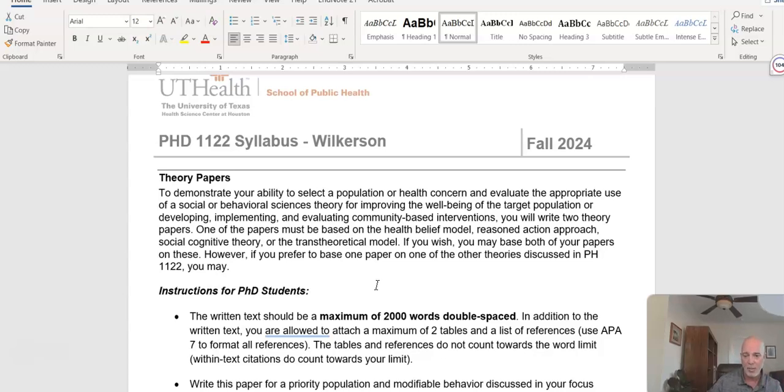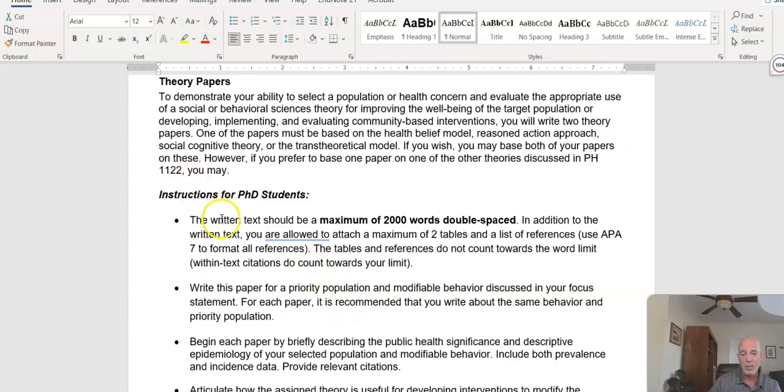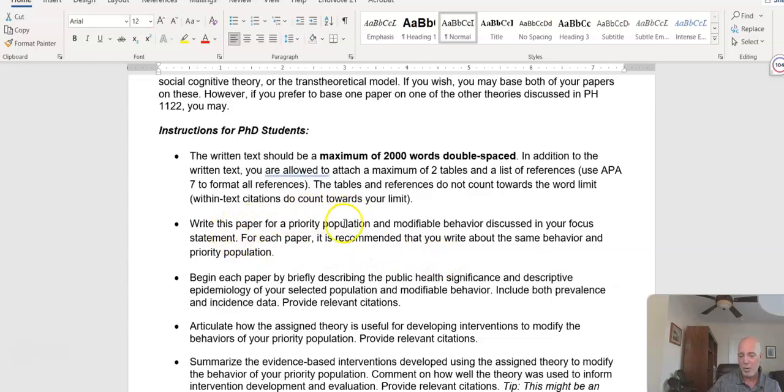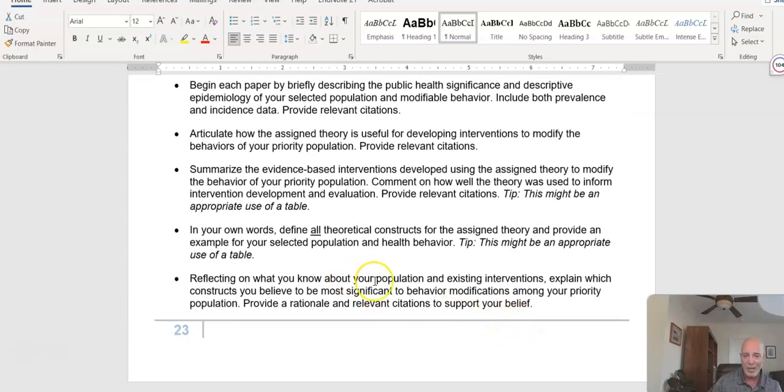So with my theory paper, I deduct more points, but I'm also very specific about what I want. You can see I give students a maximum word count of 2,000 double-spaced words, APA 7. I tell them the tables and the references don't count. They have to write the paper for a priority population and a modifiable behavior. I tell them specifically how they need to begin each paper, what they need to do, what citations to provide. I give them recommendations for how to set up their tables. So I have a lot of very specific instructions.